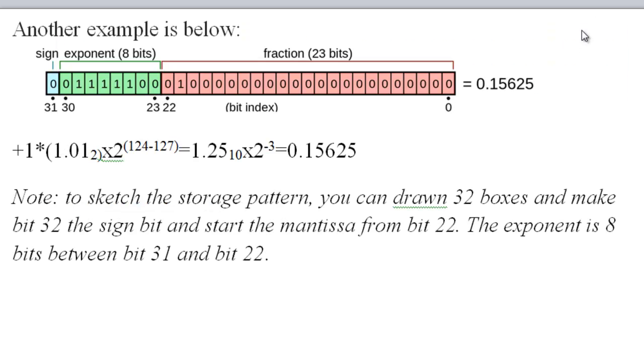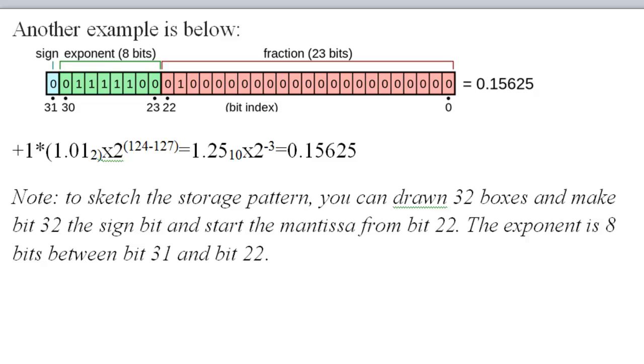We have another example here, and I've taken this image from Wikipedia. It shows us nicely that the sign bit is in bit 31, and the start of the exponent is in bit 30, and the end is in bit 23. The mantissa starts at bit 22, and ends of course at bit 0. We can work out what this value is that's being stored here, and this is what we do over here, just here.